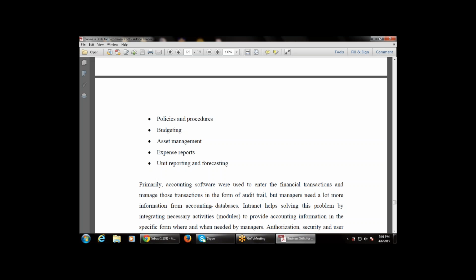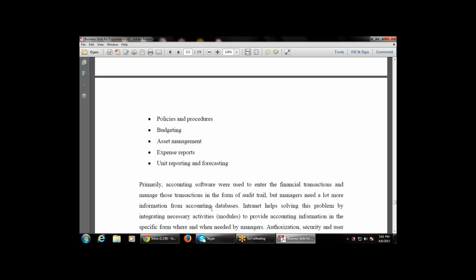Intranet helps solve this problem by integrating necessary activities. So how is the problem solved by the intranet? That is solved by integrating the various necessary activity modules to provide accounting information in a specific form. So intranet solves the managers' problem.